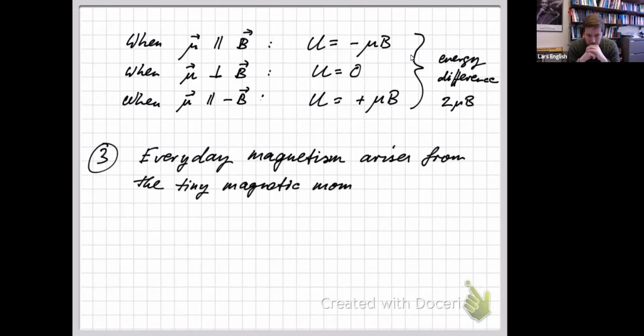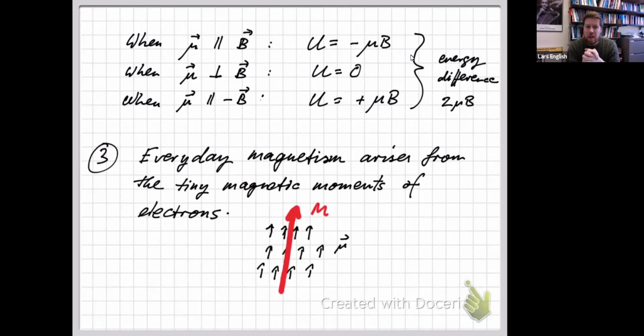Okay, so the next point I'd like to remind you of is that everyday magnetism arises not just from a single mu, from a single dipole moment, of course, because that's usually a microscopic quantity, but from the combined effect of many tiny dipole moments producing some macroscopic quantity. In this case, the macroscopic quantity is called capital M, the magnetization.